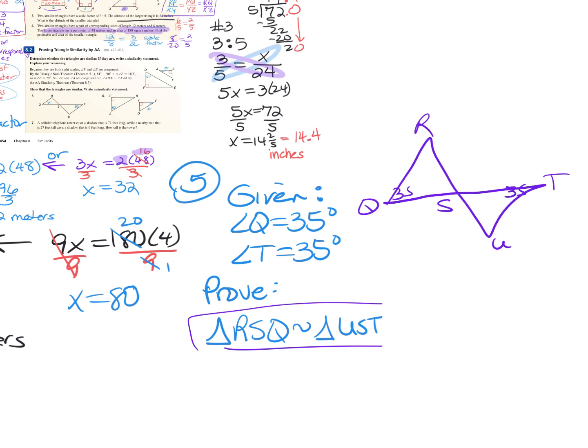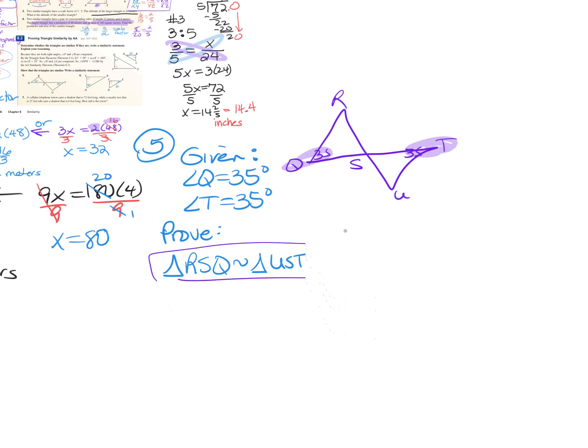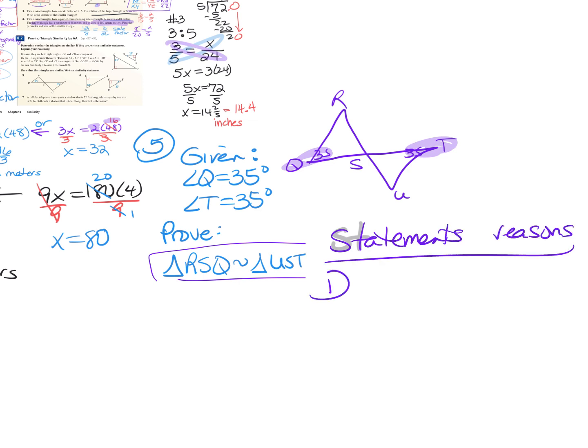Now, in order to prove 2 triangles are similar, you need to find either proportional sides or 2 congruent angle pairs. So I could actually find the one that was given. So Q and T are congruent. Now I need to actually state that in my proof. So let's go ahead and set up your statements and your reasons. So number 1, angle Q equals 35. Angle T equals 35. And this reason is given.